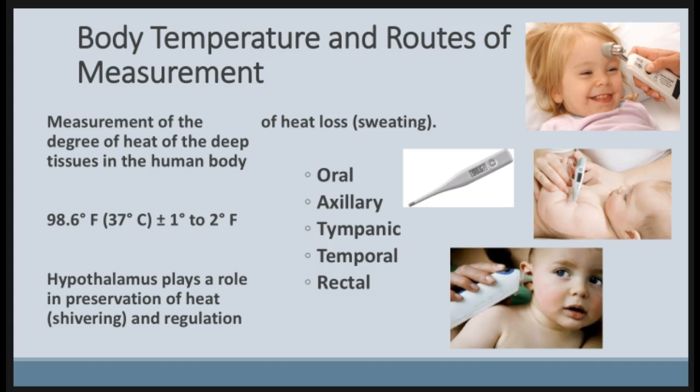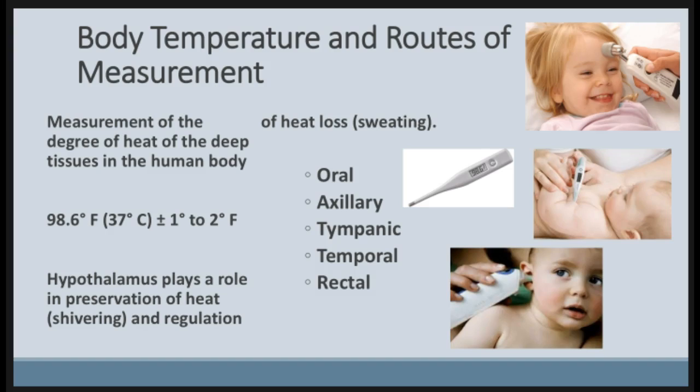Body temperatures. The hypothalamus regulates the heat loss with vasoconstriction and shivering, or with vasodilation and sweating. So when you hear someone is diaphoretic or is in diaphoresis, that means they're sweating to dissipate the heat and to cool down the skin and the body. And there are several ways to take body temperature, and depending on where you take it, the temperature might actually vary 1 to 2 degrees based on the area that you're taking the temperature.